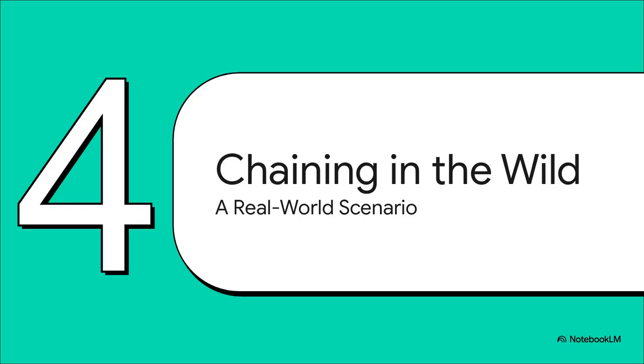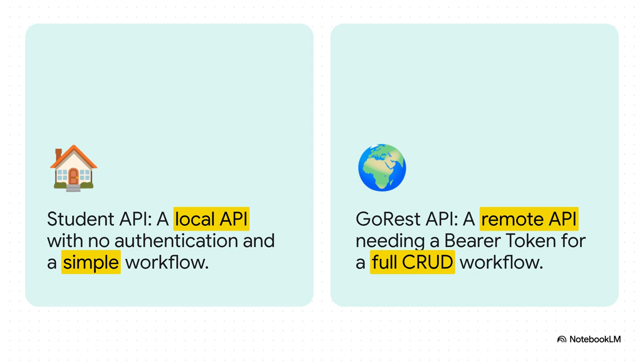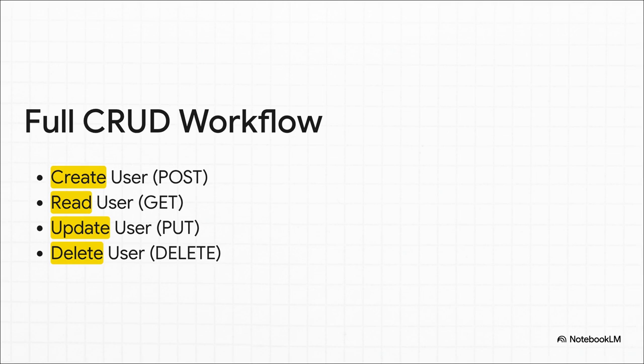Okay, pretty cool, right? But that was easy mode, a simple local API. Let's level up. Let's see how this works in the wild, with a real-world remote API that needs things like authentication tokens, the stuff you actually deal with day to day. So what's the big jump here? Well, we're going from a local API to a remote one. This new one, an API called GoRest, needs a bearer token to prove we're allowed to use it. And we're not just doing a couple of steps anymore. We're going to chain together a full CRUD workflow.